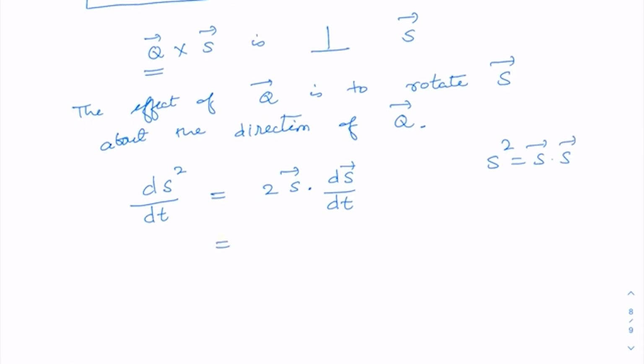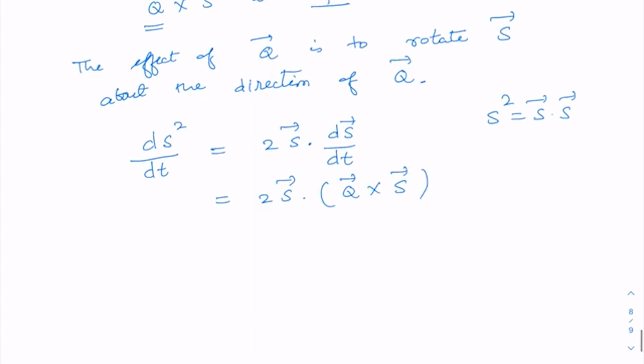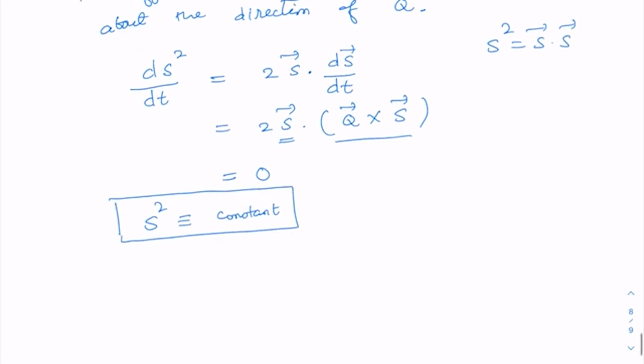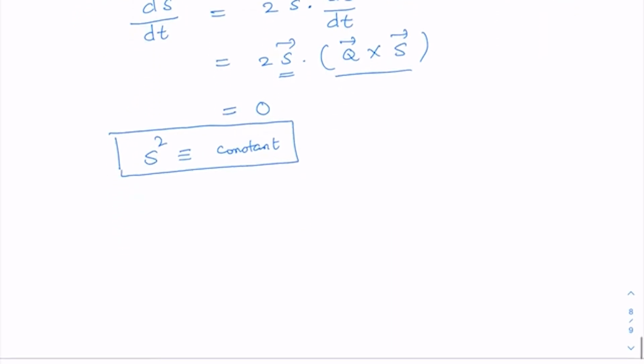Now, as I said, ds/dt is equal to q cross s. So immediately you see, because s is perpendicular to this, the dot product is going to be equal to 0. Therefore this quantity s square is constant. And I want to remind you that we are considering an isolated two-level system as yet.